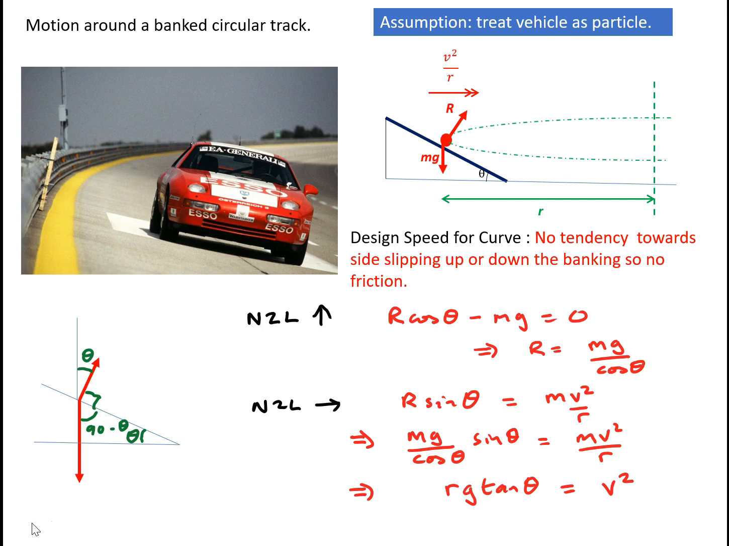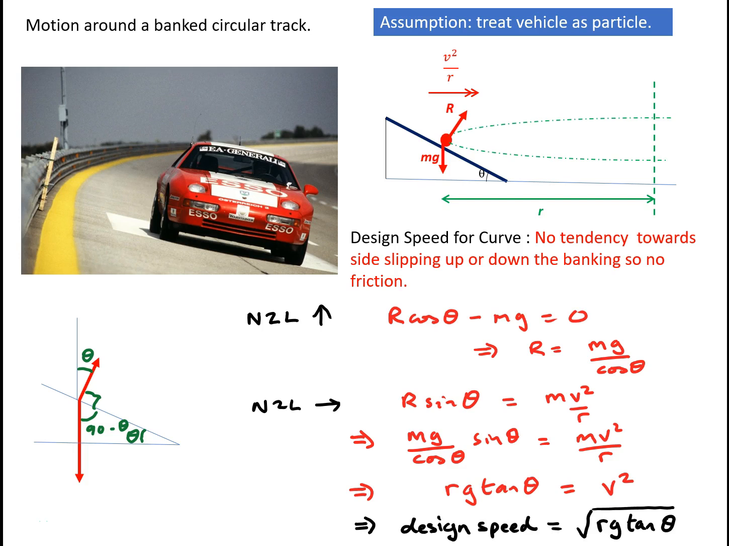In other words, the design speed for the bend, that's the speed which has no tendency for the vehicle to slip either up or down the banking, is given by the square root of rg tan theta.